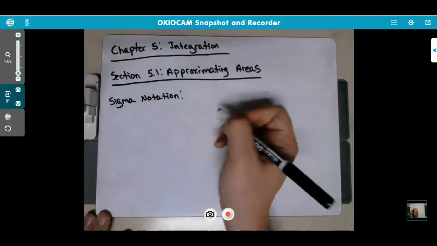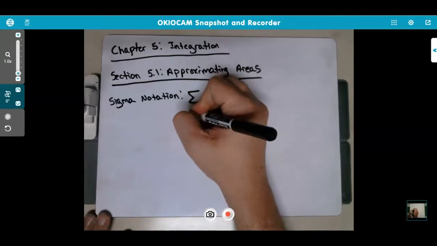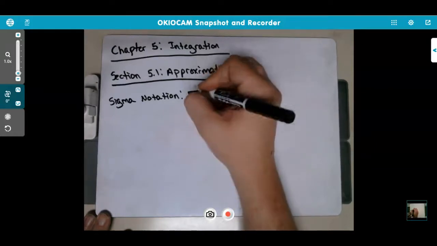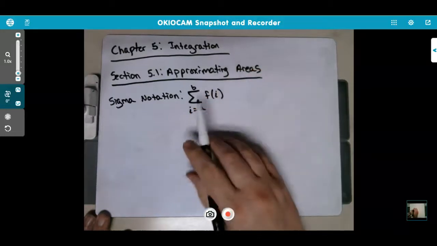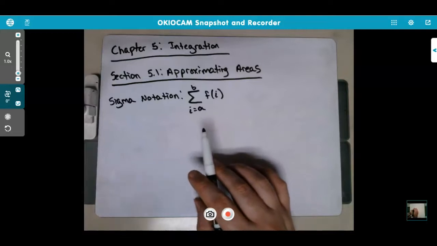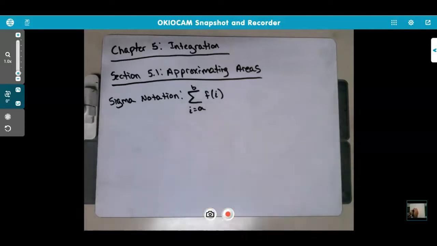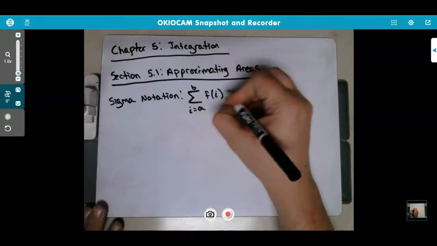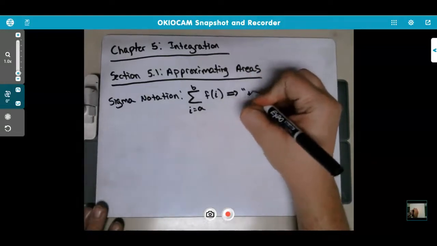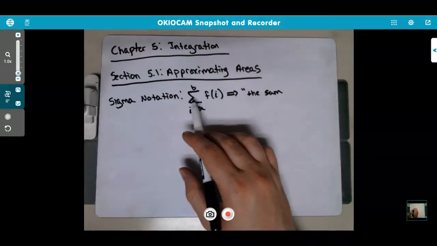Sigma notation looks like this, and it's where I have a capital sigma, and then on the bottom I have something like I equals A, and on the top I have something like B, and it's going to be of F of that I. So this notation looks really hard, but I promise it's actually not. What this is actually trying to say, if you see a sigma, is it's the sum. This is a sum, which means I'm going to add up a bunch of stuff.